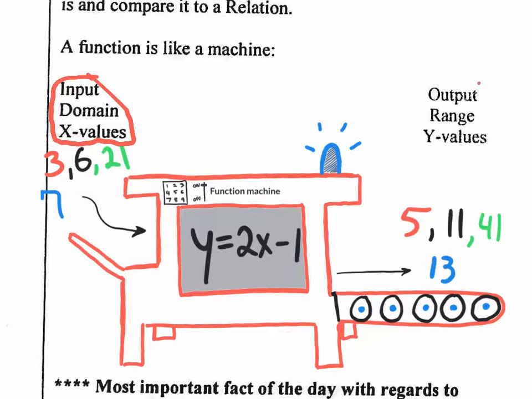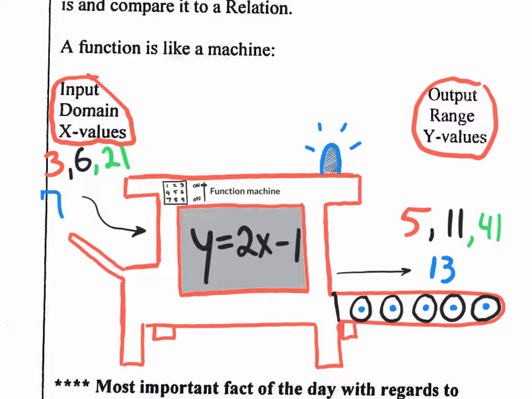Now, the outputs, those are the answers that come out, right? When I plug in a 3, I get out a 5. That's my output. Not only that, we said that the 5 is really equal to y, so this 5 is also a y value. It's not only an output, but it's also a y value. In addition to outputs being the numbers that come out and y values being the numbers that come out, the range are also the numbers that come out. So all these three mean the same thing.